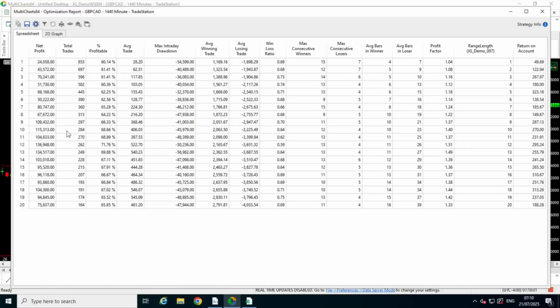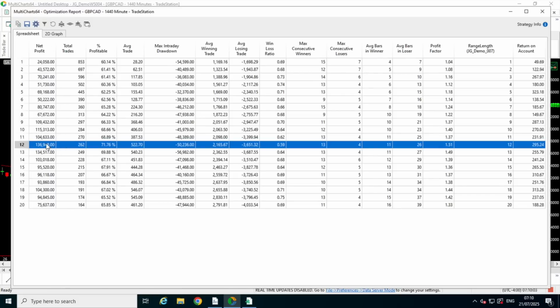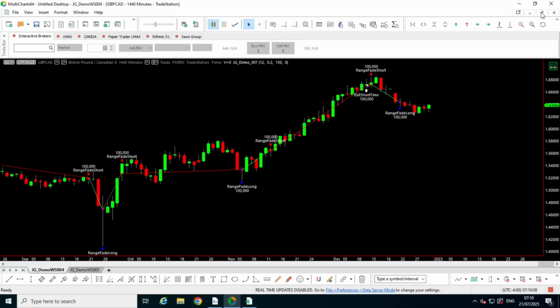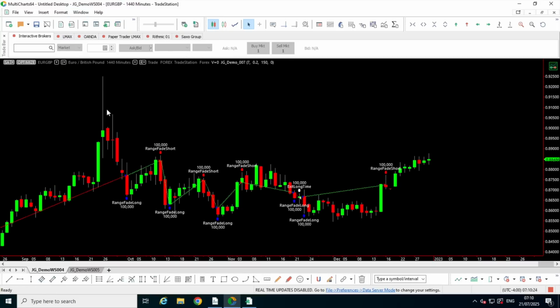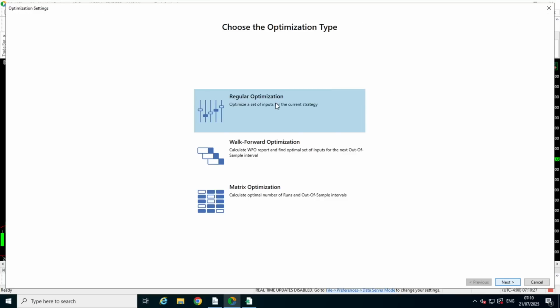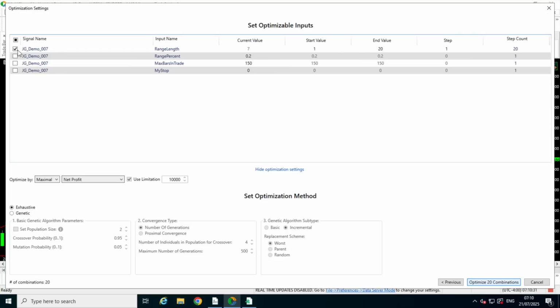So we're going to be using 12 daily bars, which make up our range where we're looking at the highest high and the lowest low. The next variable or input which we can look at is that percentage, that range percentage. So let's have a look at what changing the range percentage does to the strategy.